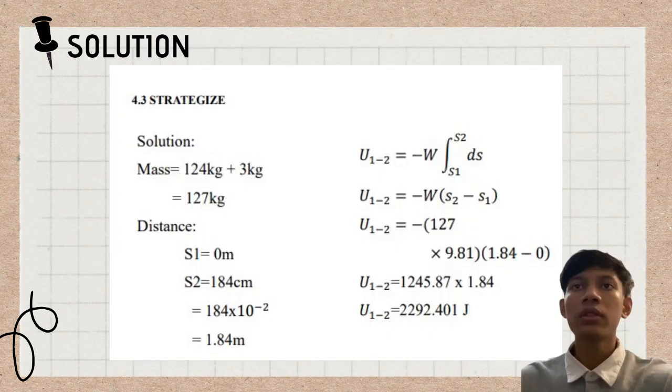The solution is, first we need to total all of the mass. The total of all of the mass is 127 kg. The distance s1 is 0 meter, s2 is 184 centimeter. We have to convert centimeter to meter, and the value is 1.84 meter. Then we use the equation U1-2 equal to negative integral of W ds from s1 to s2.